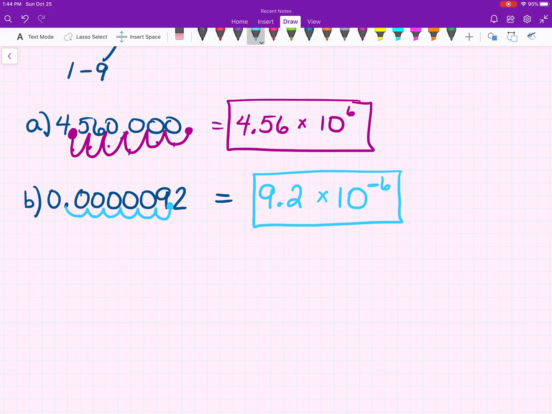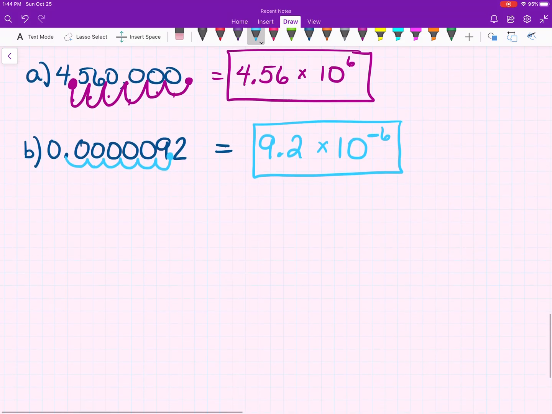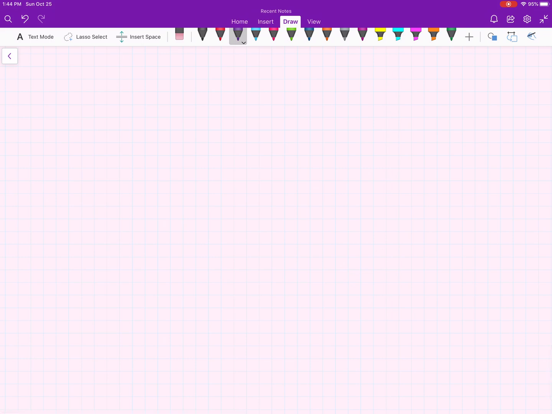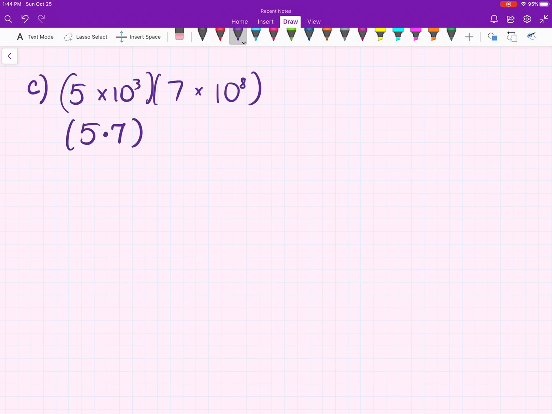Okay? Now, when you have to multiply or divide and they're already in scientific notation, that means you better give the answer in scientific notation. So for example, C. We have 5 times 10 to the third times 7 times 10 to the 8th. Now here's what you do. You just split it up again. You go 5 times 7, because remember, multiplication is commutative. You can change the order. And 10 to the third times 10 to the 8th. So let's see what we got here. 5 times 7 is 35, and we have 10 to the 11th.